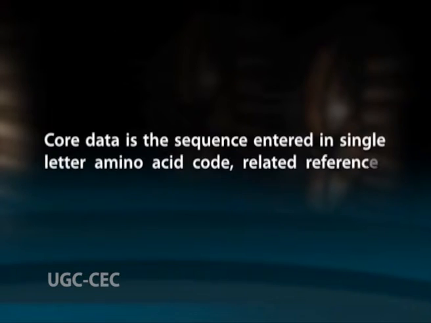The data entry can be considered as core data and annotated data. Core data is a sequence entered in single letter amino acid code, related references and bibliography. The taxonomy of the organism from which the sequence was obtained is also part of this core data.